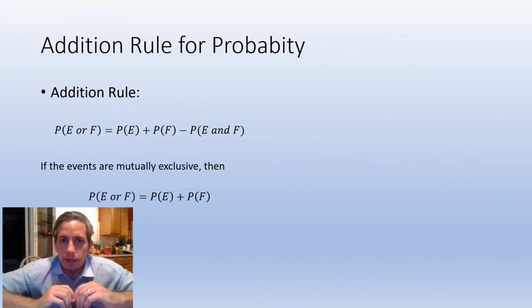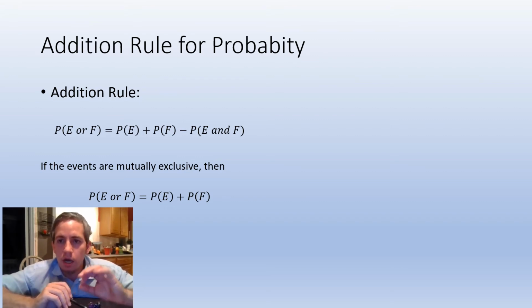Another rule that's pretty nice is called the addition rule. And that is if I want to take the probability of one event or the other event occurring, then I could add those probabilities together, but then I have to subtract the overlap. If the events are mutually exclusive, meaning that there's no overlap, then you can just add the probabilities together.